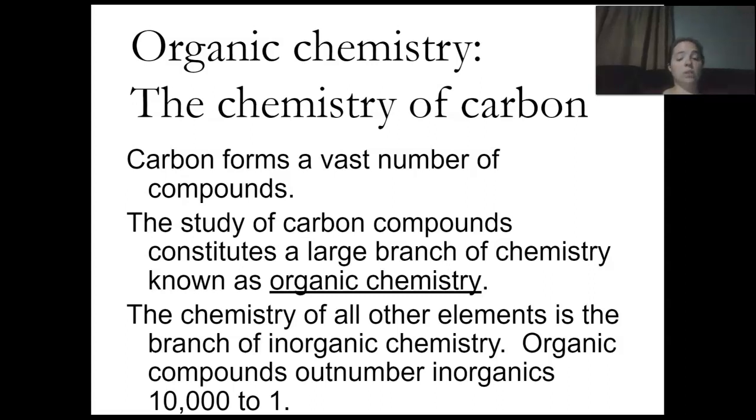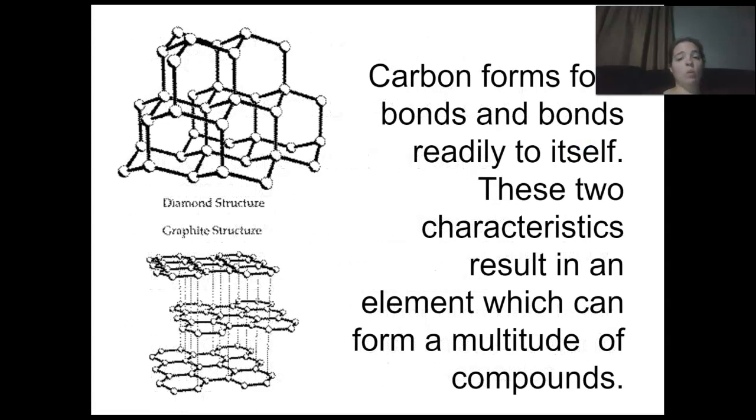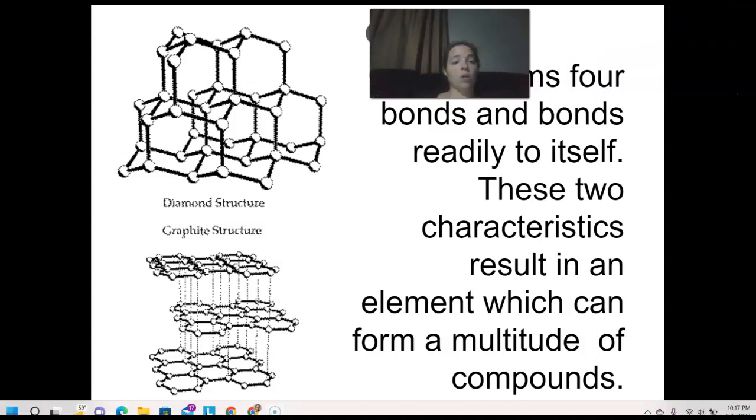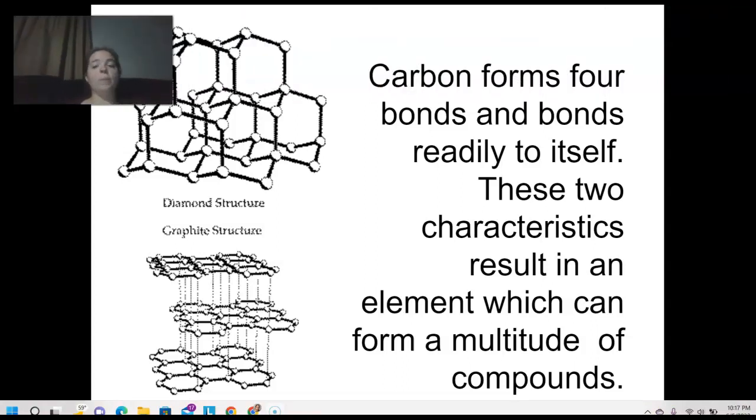Organic compounds outnumber inorganic compounds 10,000 to 1. So there's a whole bunch. Why is that? Well, carbon, the element organic chemistry studies, forms 4 bonds and bonds readily with itself. So it can form up to 4 bonds with all different types of elements, including itself. These 2 characteristics result in an element which can form a multitude of compounds. And along with forming different compounds, you can form different types of the same makeup of compounds.